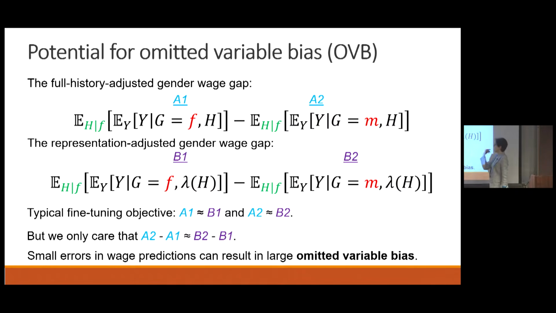Now you say, well, how can I optimize for differences? Because I don't see the same person being male and female at the same time. That's the fundamental problem of causal inference. So you can't immediately solve the problem.